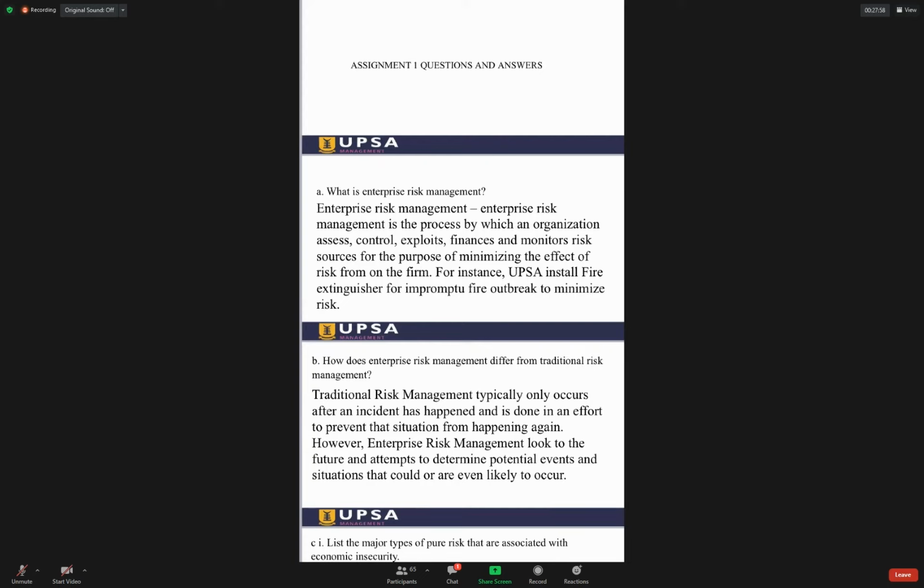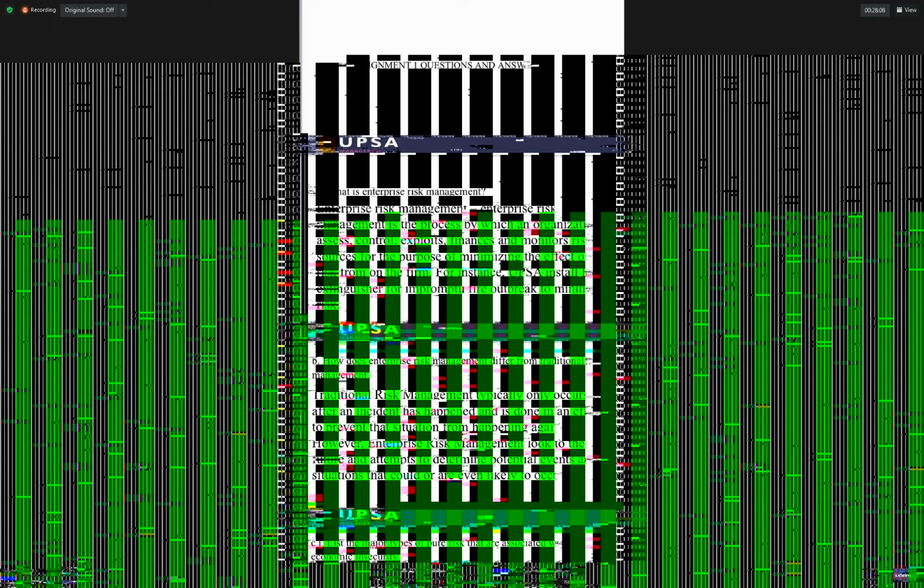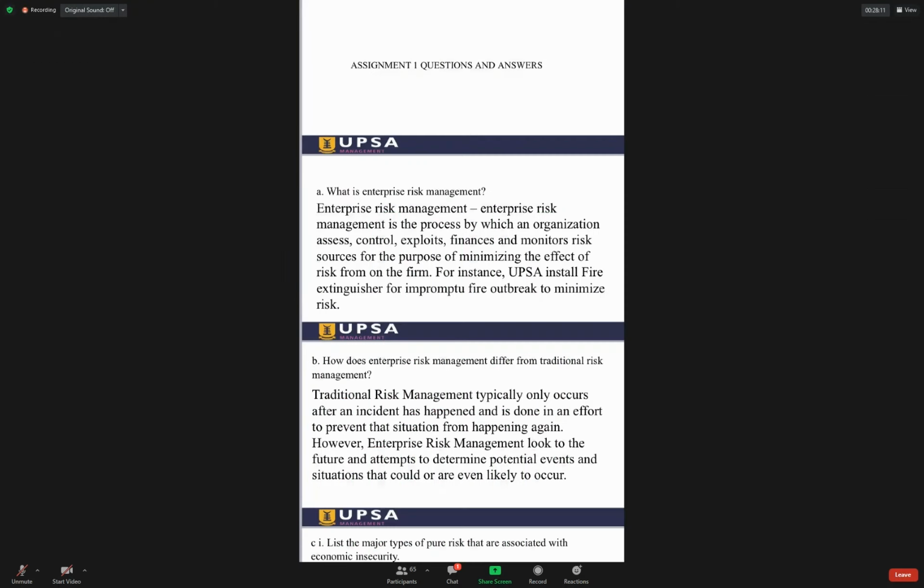That will be termed as enterprise risk management. So owning the shop and you insure it so that in the future, when anything happens, you can have something secure to take care of it. An example also is, let's say UPSA decides to install a fire extinguisher for an impromptu fire outbreak in order to minimize the risk.